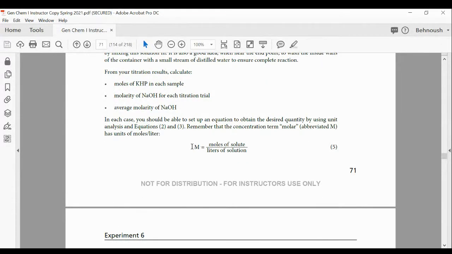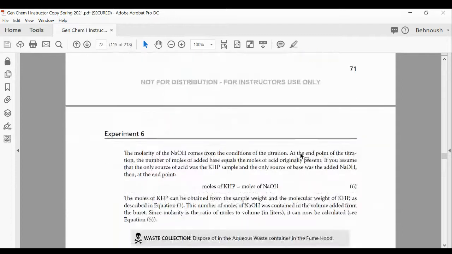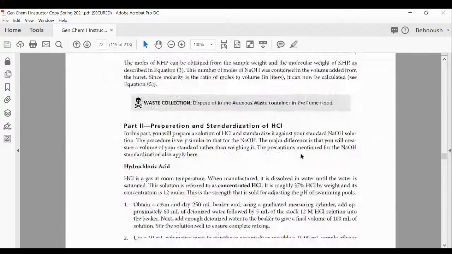So we practiced already how we are measuring number of moles. When it comes to calculation for titration, you are dealing with number of moles. For KHP, because it's a solid compound, number of moles is going to be the mass of KHP divided by molar mass of KHP. For liquid, when you have aqueous solution, number of moles is molarity times volume in liters. So molarity times volume in liters would give you number of moles.